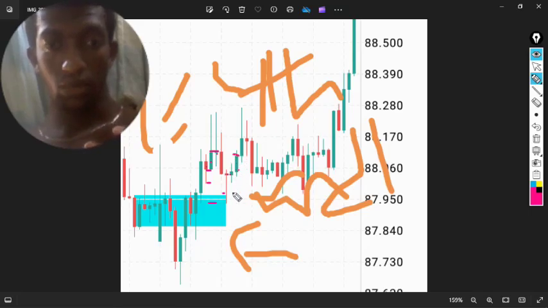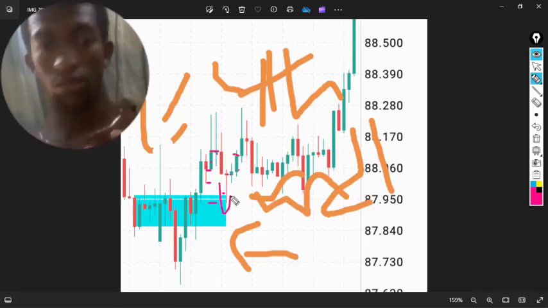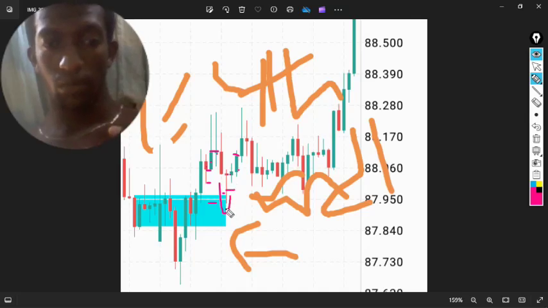I'm not gonna buy this one because of this week. I will not buy that. If this week was not here, I would place my stop loss down there. But as you can see, I cannot place my stop loss down there. That's too much.